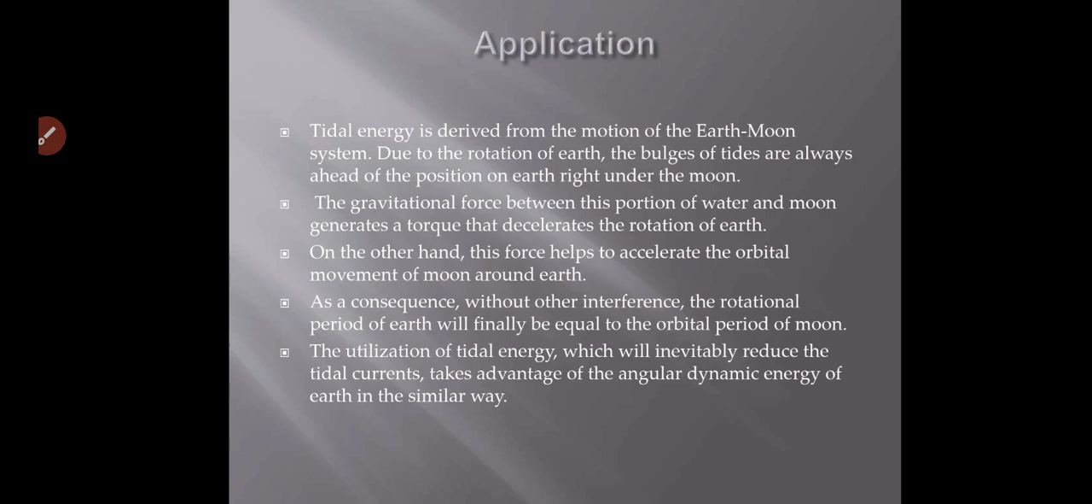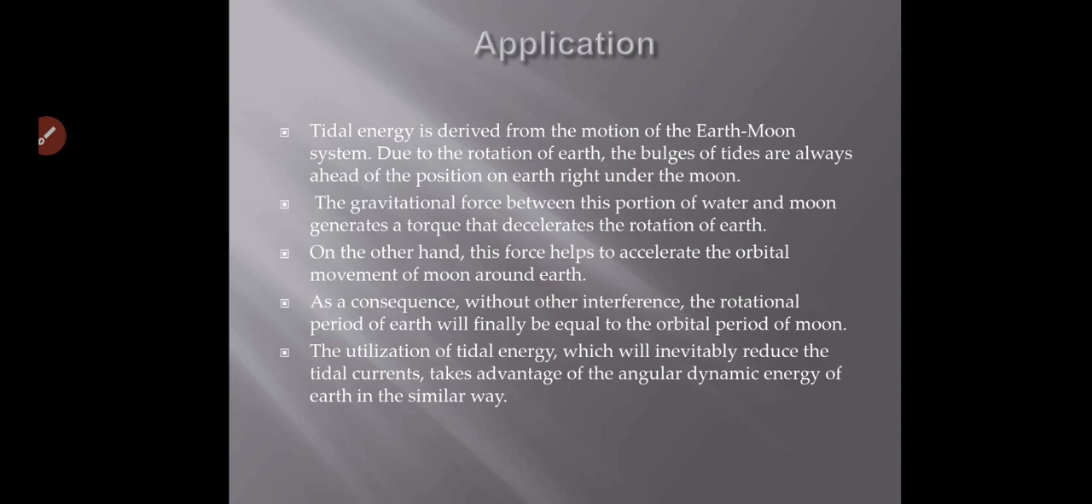Then tidal energy is derived from the motion of the earth-moon system due to the rotation of the earth. The bulge of the tide is always ahead of the position on earth right under the moon. The gravitational force between this portion of the water and the moon generates a torque that decelerates the rotation of the earth. On the other hand, this force helps to accelerate the orbital movement of the moon around the earth.